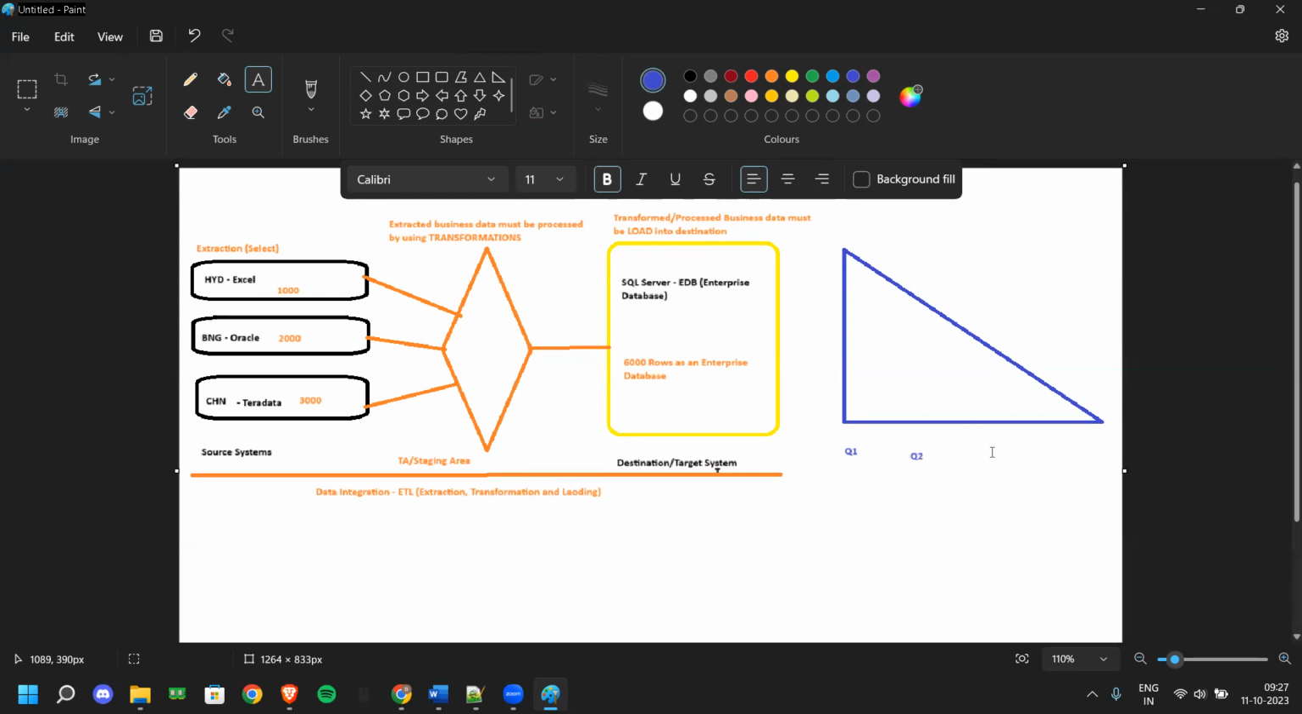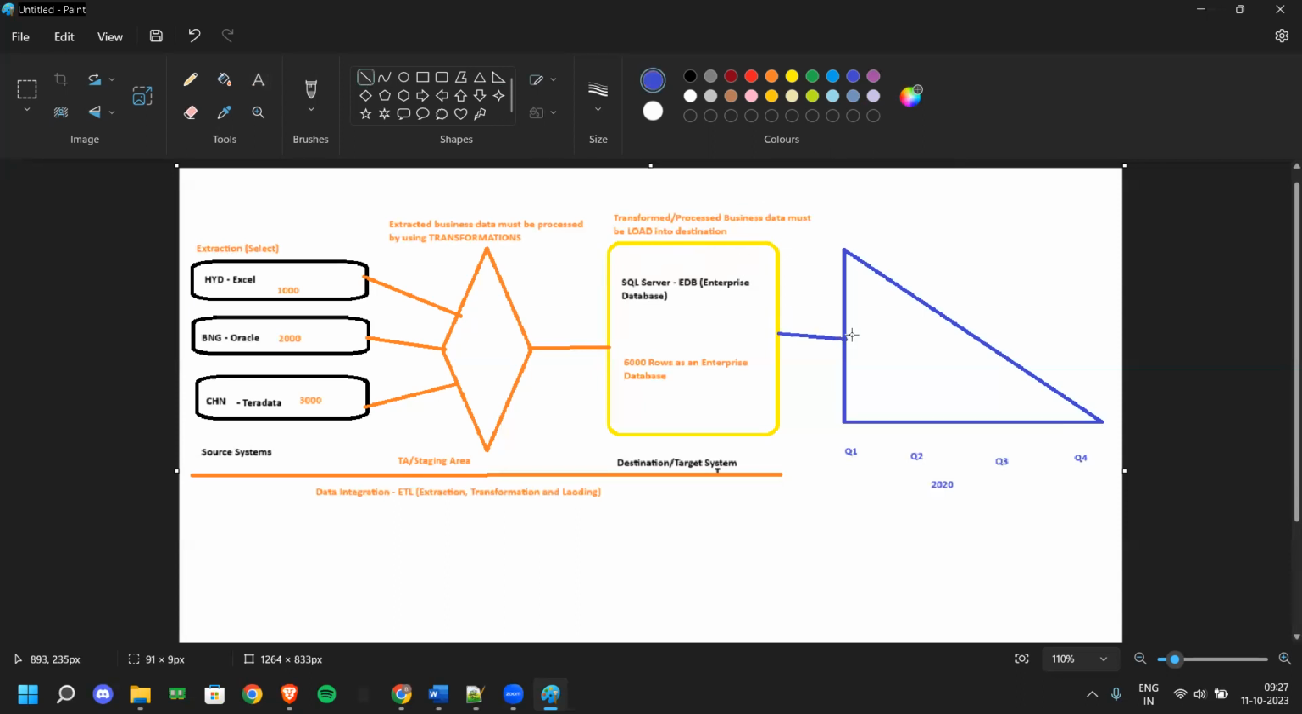Quarter 2, quarter 3, and quarter 4. This is for the year 2020. You generated this report from this enterprise-level database. So now you got the report.